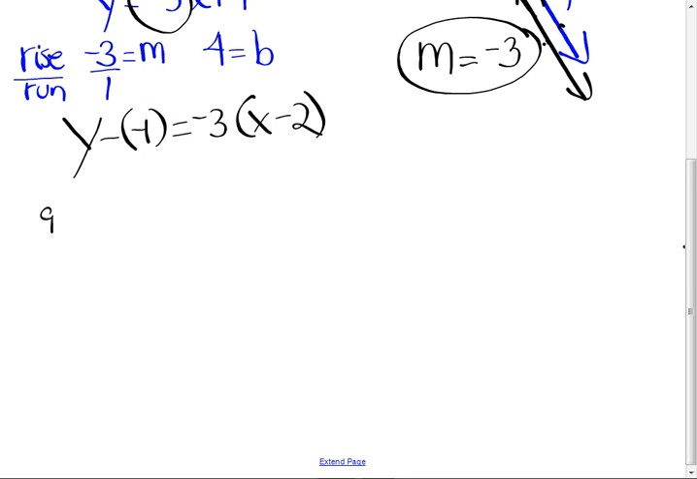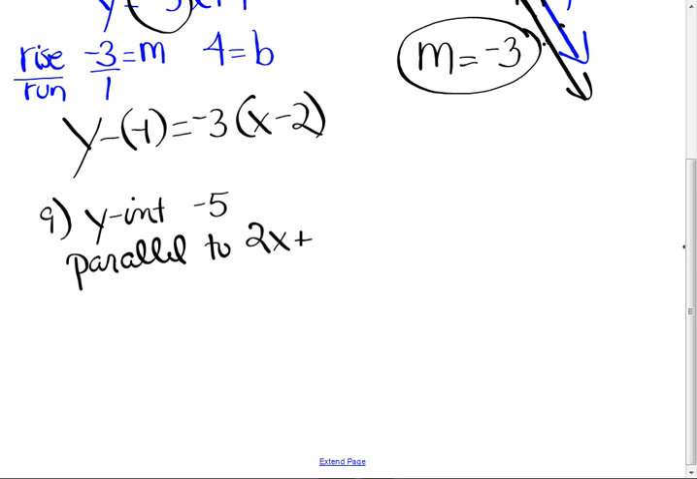Number 9, I want my new line to have a y-intercept of -5, and it has to be parallel to this line. Now, we did a bunch of problems with this. Whether or not you remember, I don't know. If it's going to be parallel to that line, or if I even want to graph that line, what do I have to do? We never graphed a line in that form. It's called standard form. How am I going to graph it?